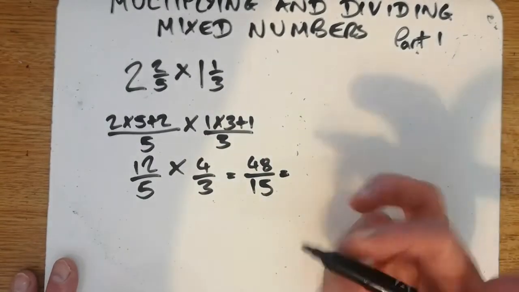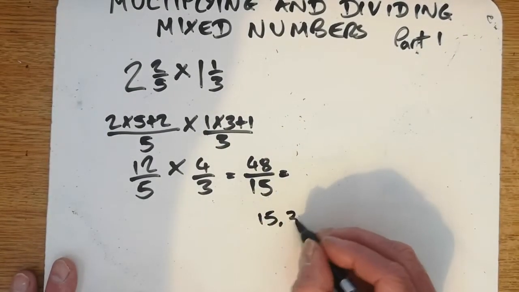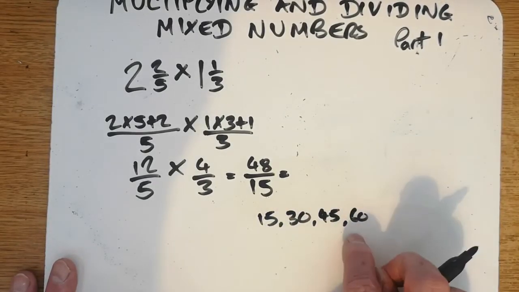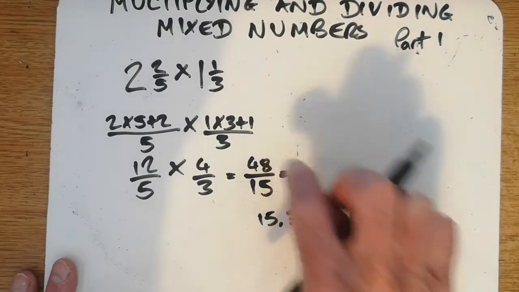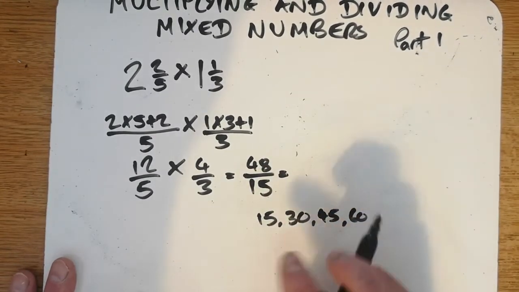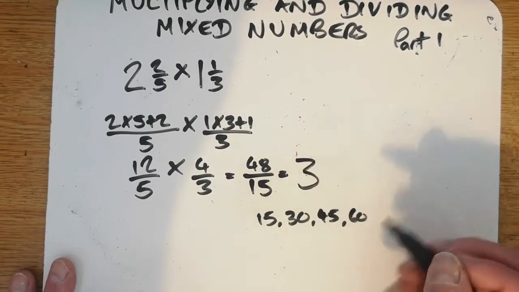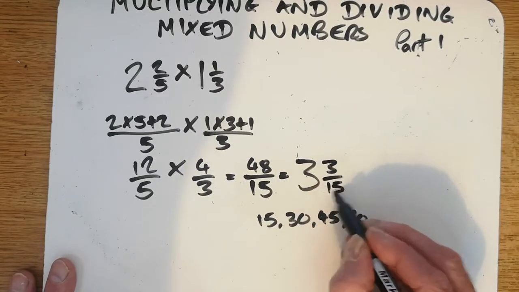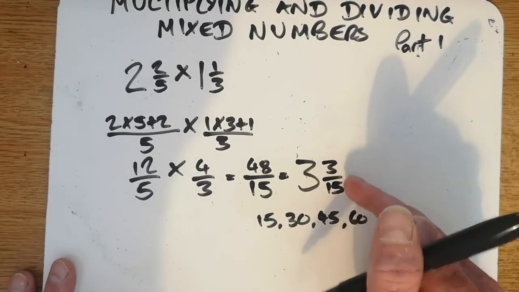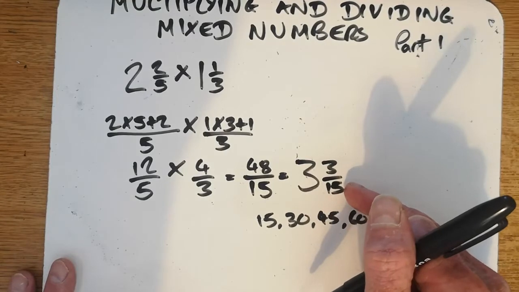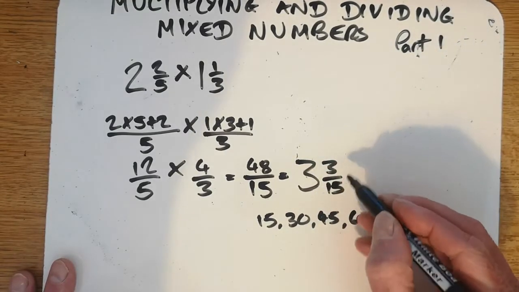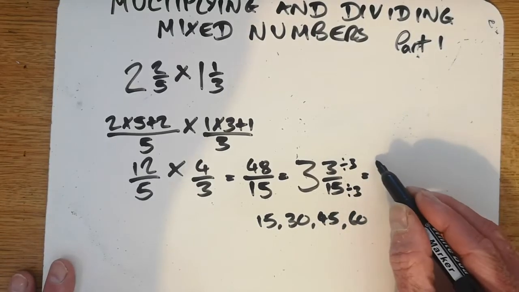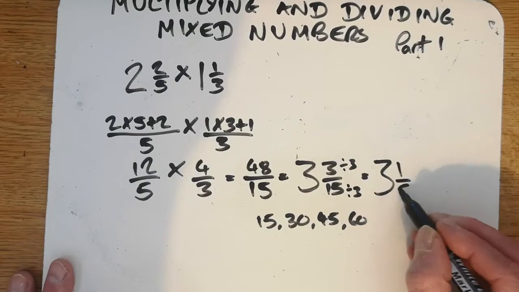15 will go into 48 if I count up in 15s. 15, 30, 45, 60. Well, 60 is too big, so it looks like 15 goes into 48 3 times. 1, 2, 3. Big 3. And I've got 3 left over, 3 over 15. And if you look at these two here, I can actually cancel this down further, 3 over 15, because both of these numbers are in the 3 times table. I can divide that by 3 and I can divide that by 3 to end up with 3 and 1/5.